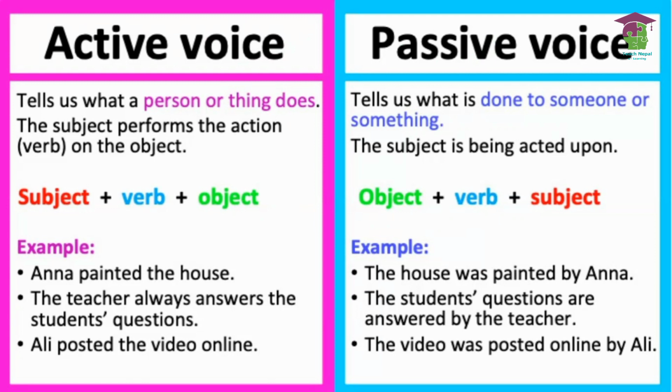So the structure of active sentence is subject, verb plus object, and the structure of passive sentence, the object becomes the subject, and verb plus subject. Example, Anu painted the house. So Anu is doing the work here, in this active sentence, but in the passive sentence you can see the house was painted by Anu. So what was done? The house was painted, and by Anu, this is the secondary thing here.